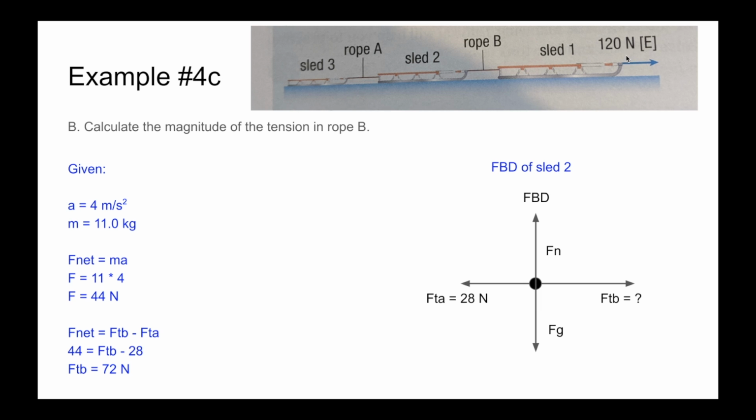So on sled 1, you have 120 newtons to the right and 72 newtons to the left. That means there's a net force of 48 newtons. And I believe the mass of sled 1 was 12 kilograms. So if you do net force, 48 newtons, divided by mass, 12 kilograms, you get 4 for the acceleration, which is what you expected to get because that's what you solved at the beginning. So that's a good way of double checking that your answers are all right.